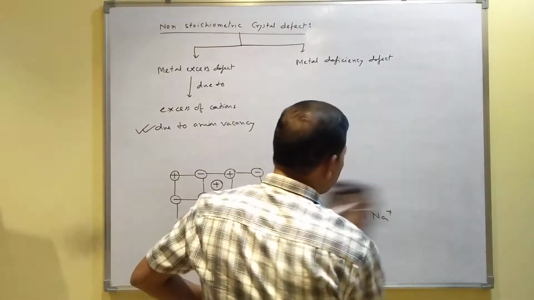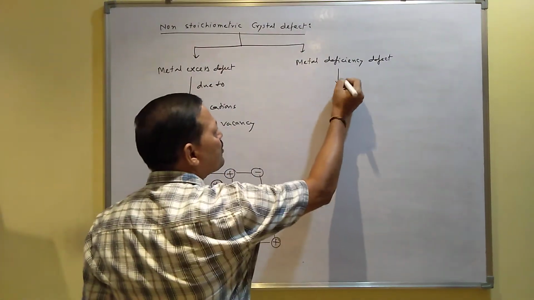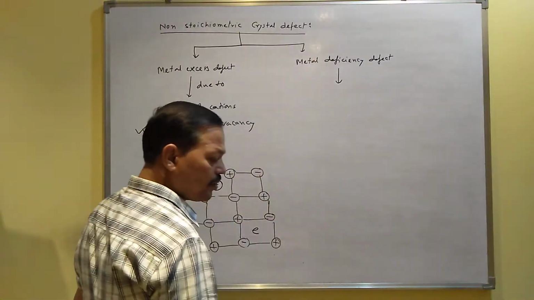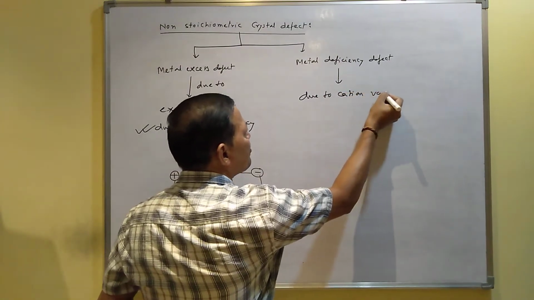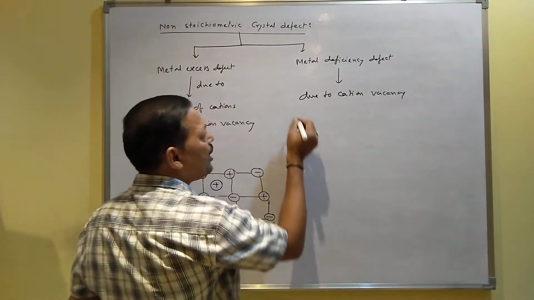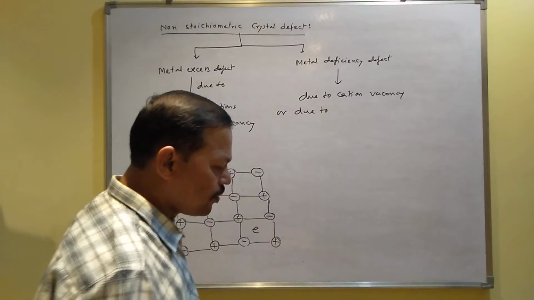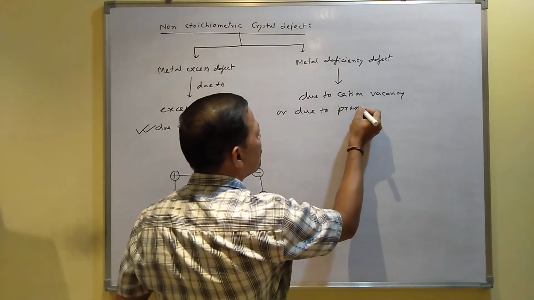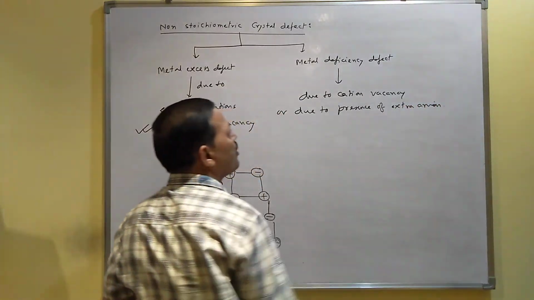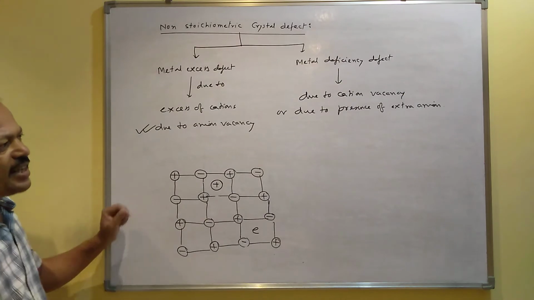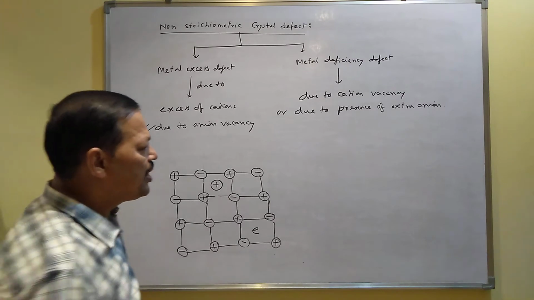Now, metal deficiency defect. Metal deficiency defect may arise either due to cation vacancy or due to presence of extra anion. Metal deficiency defect arises either due to cation vacancy or due to presence of some extra anion. This type of defect you will get normally in ionic solids.